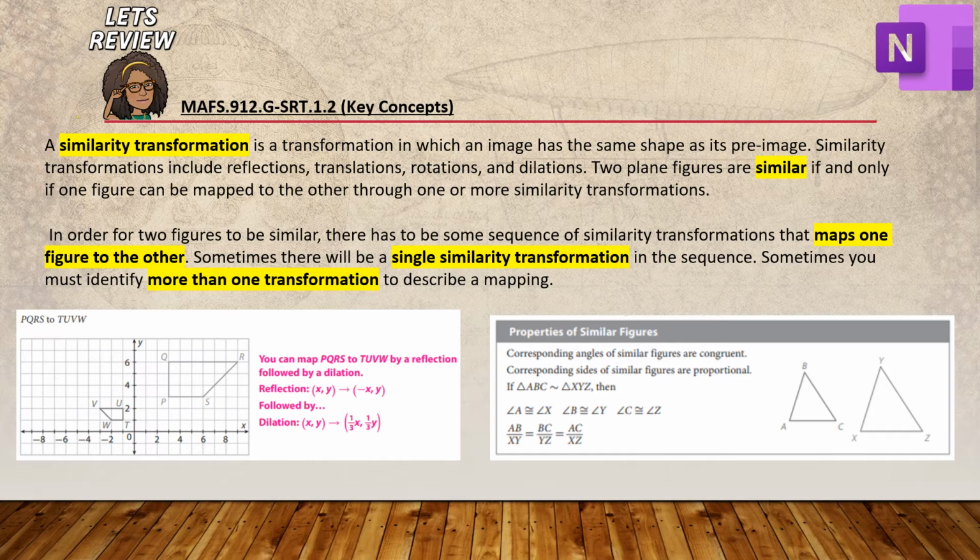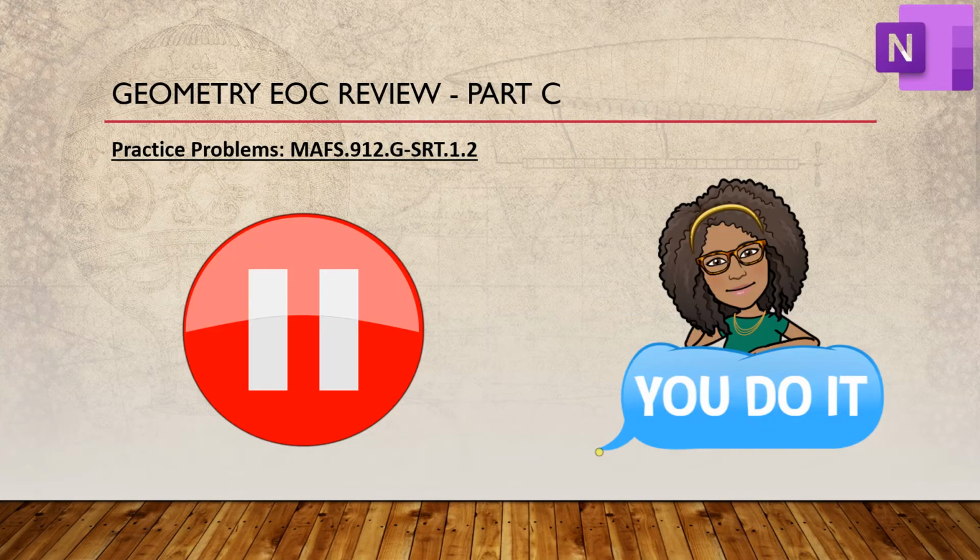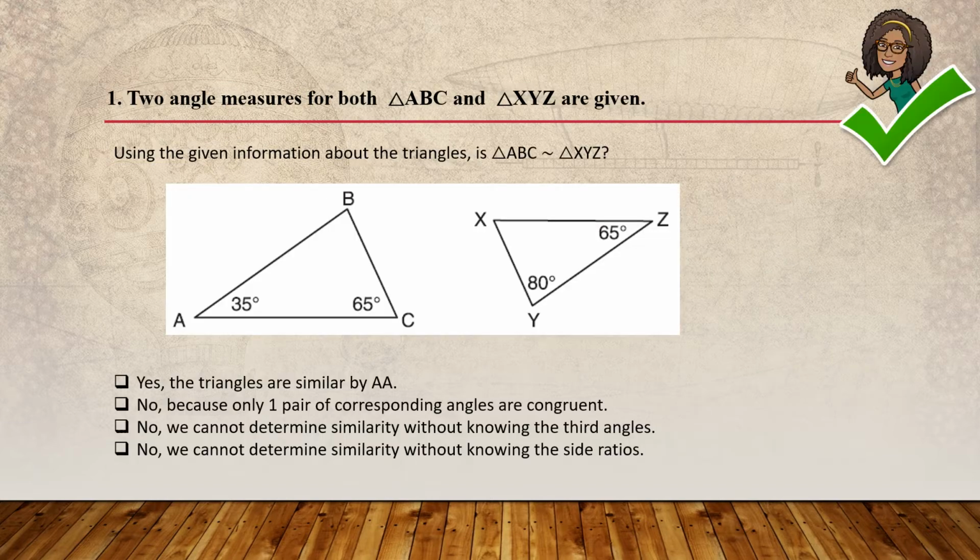And we know that once we have similar figures, the corresponding angles are congruent and the corresponding side lengths are proportional. So different from congruent figures producing congruent sides, similar figures produce proportional sides. So take a moment to review those key concepts, and then once you are ready, move on to the practice problems. Go ahead and pause the video and work them out yourselves. And when you are ready, come back to check your responses.